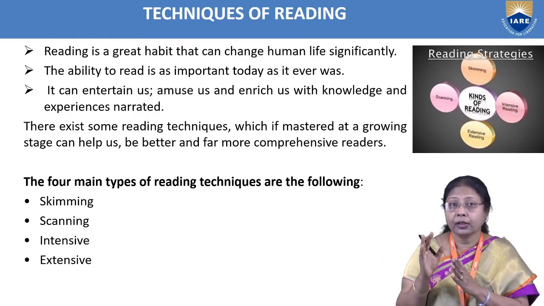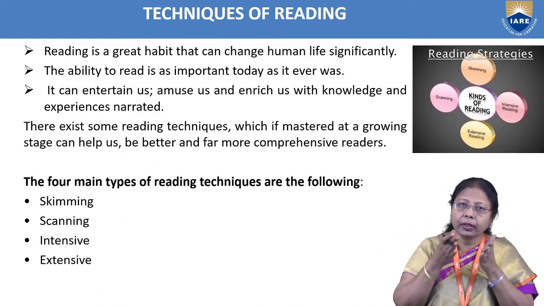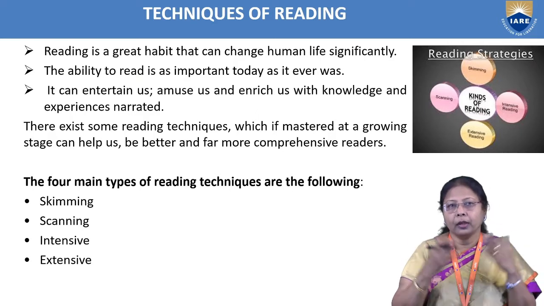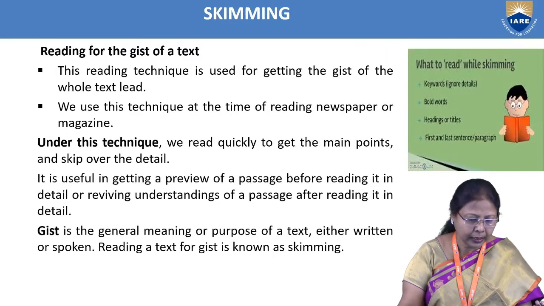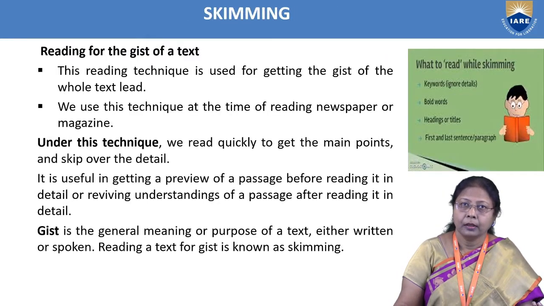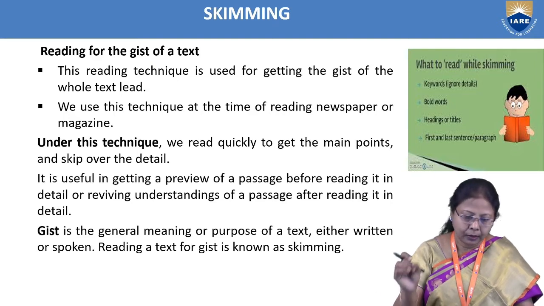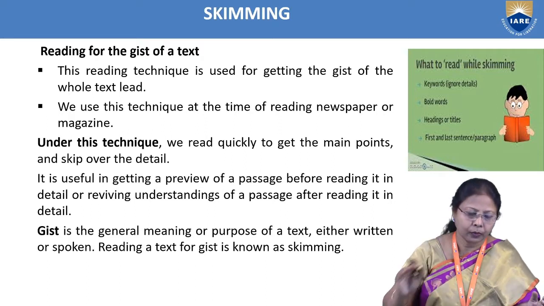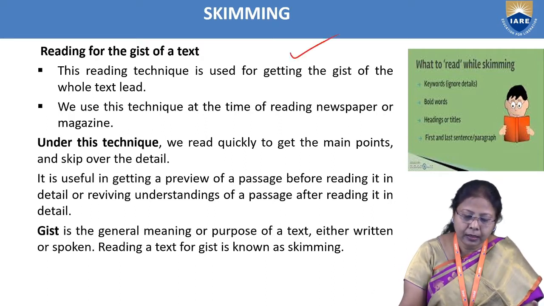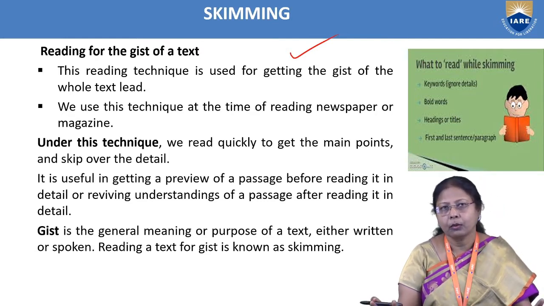And the second category of people, they scan each and everything. And a few people go for intensive reading, and a few people go for extensive reading. So let us understand very clearly what these are. The first one is skimming. Skimming is nothing but reading for a gist. Reading for a gist of the text means what we have in front of us. Just for the sake of gist, if you read, that's what we call skimming. This reading technique is used for getting the gist of the whole text we have in front of us.